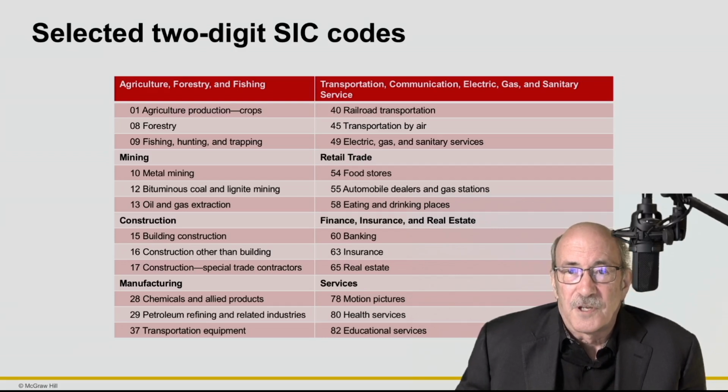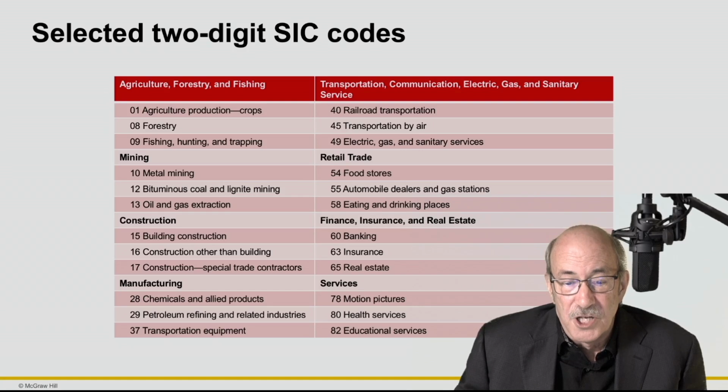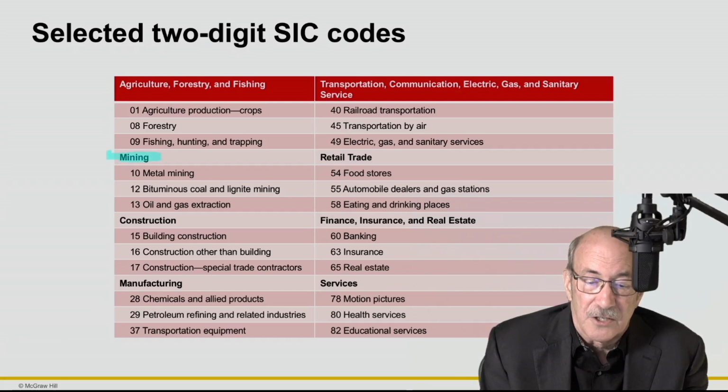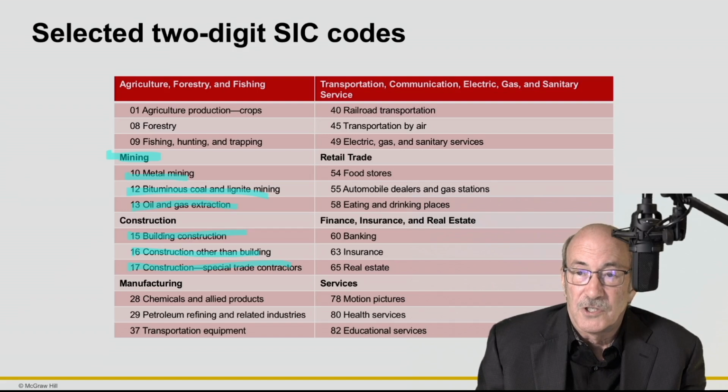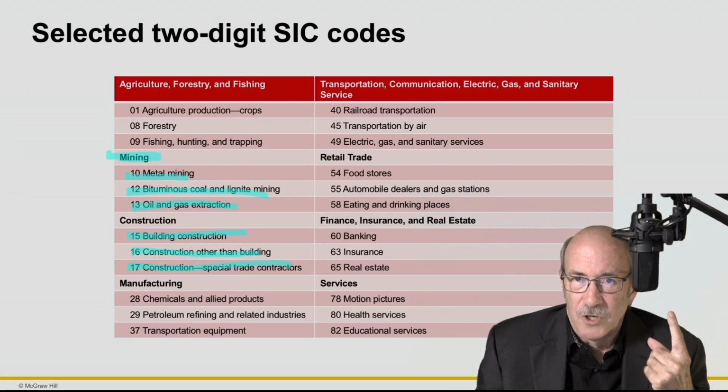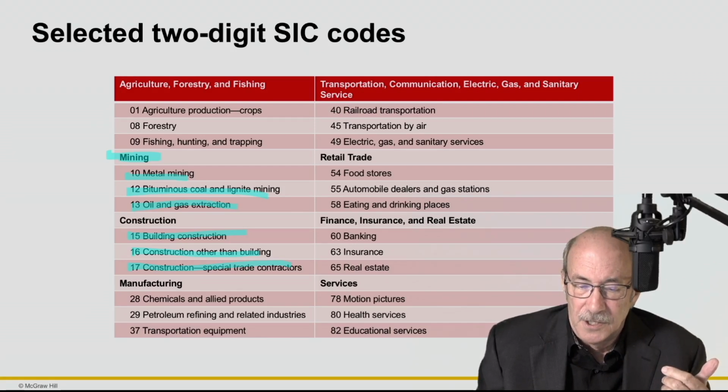Here's just a list of some of the SIC codes. These are simply 2-digit SIC codes. So within the mining sector, we have metal mining is 10, bituminous coal and lignite mining is 12, oil and gas is 13. Same thing with construction: 15 for building construction and 16 for construction other than building, and then special trade contractors is 17. But again, remember, all of these are self-identified by the firm itself, and they can only pick one as their primary SIC identifier.